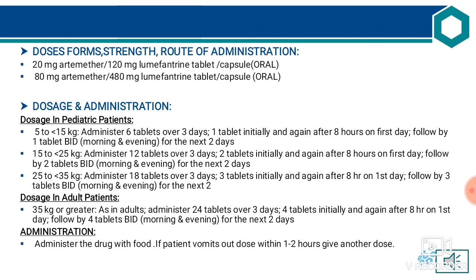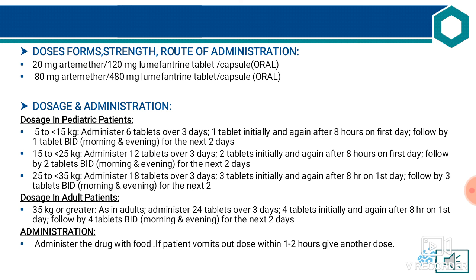For 15 to 25 kg, administer 12 tablets over 3 days: 2 tablets initially and again after 8 hours on the first day, followed by 2 tablets BID, morning and evening, for the next 2 days. For 25 to 35 kg, administer 18 tablets over 3 days: 3 tablets initially and again after 8 hours on the first day, followed by 3 tablets BID, morning and evening, for the next 2 days.